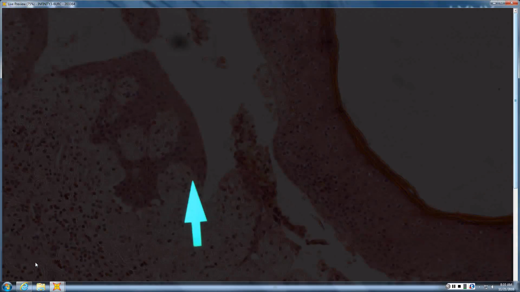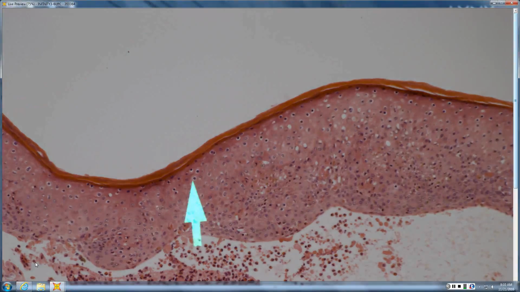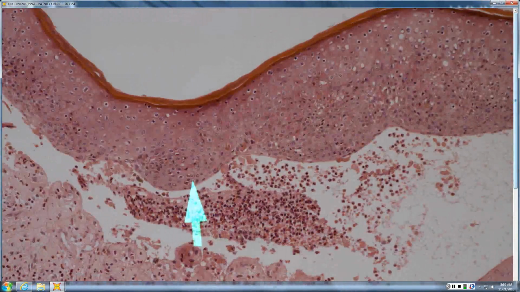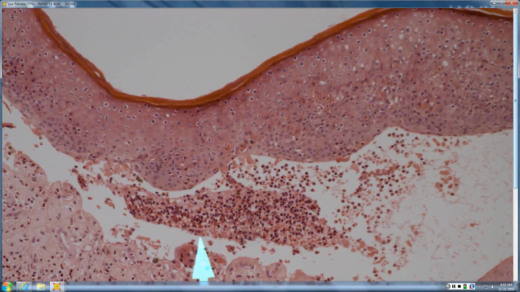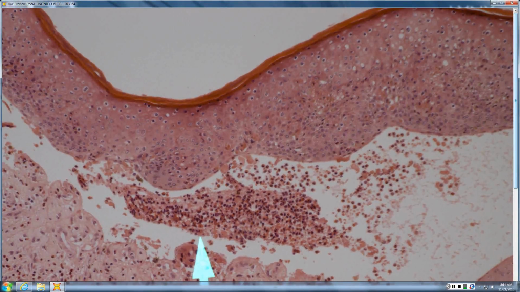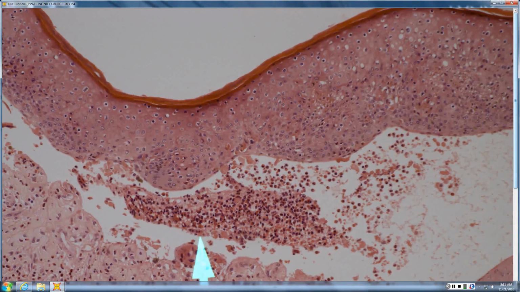Okay. I thought this one was pretty good for BP, the subepidermal, with eosinophils. That would be classic for pemphigoid. But I'm looking at my pick list, and pemphigoid's not there. What else could this be?